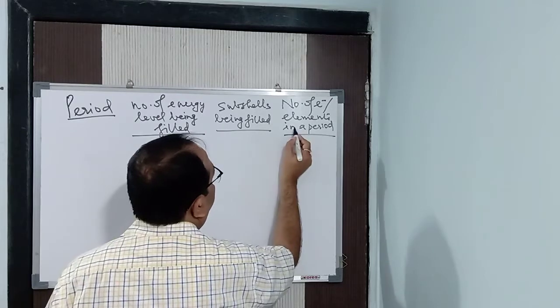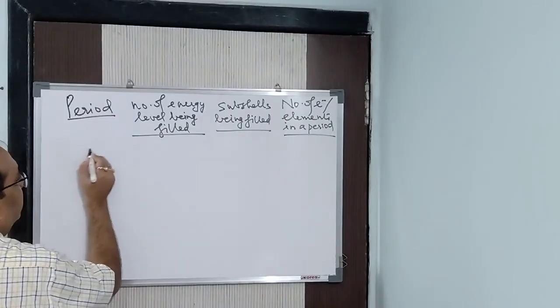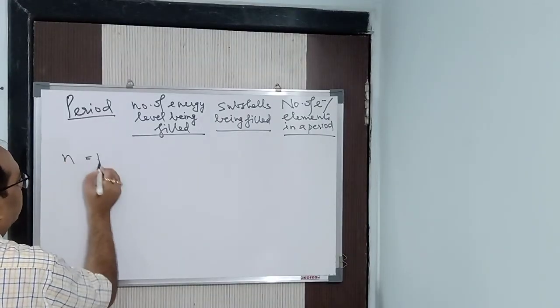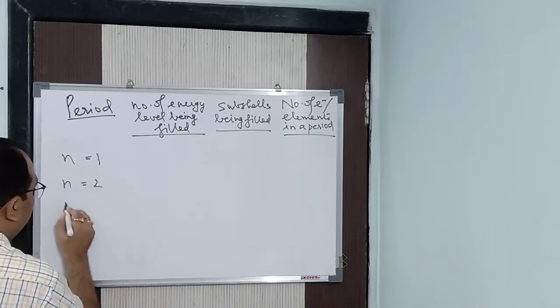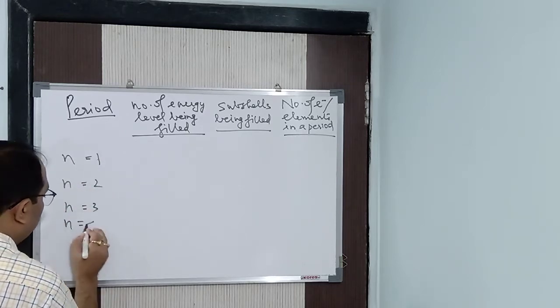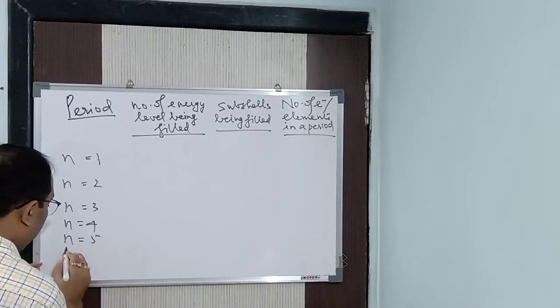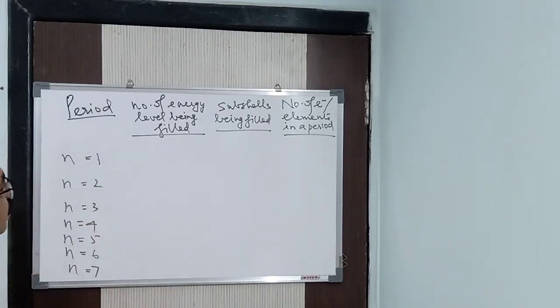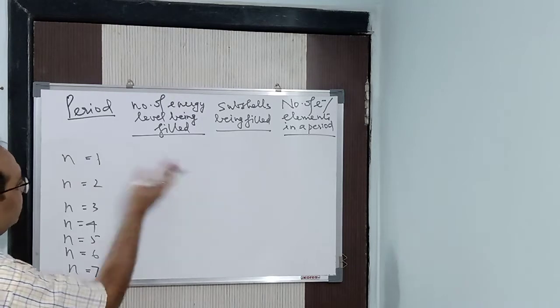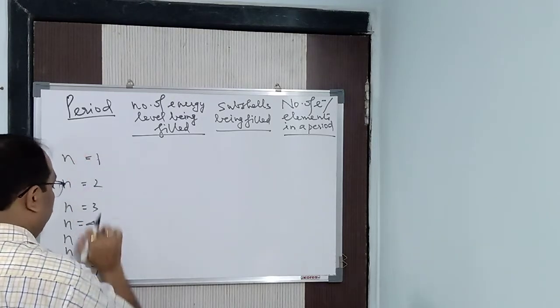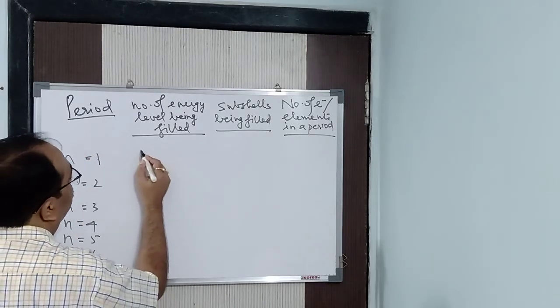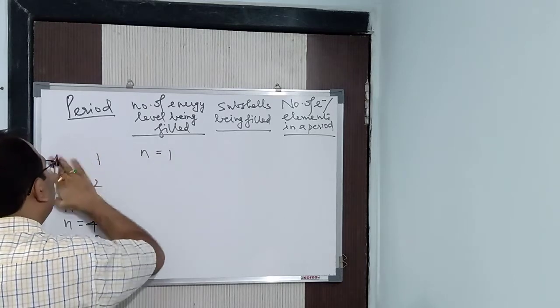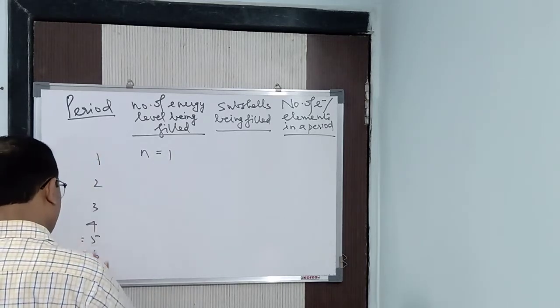So, fine. Now see it. Period: n is equal to 1, then n is equal to 2, n is equal to 3, n is equal to 4, n is equal to 5, n is equal to 6, n is equal to 7. In this way we have 7 periods. Now, the number of energy levels is also the same thing: 1, 2, 3, 4, 5, 6, so the number of energy levels means n is equal to 1. Same thing we can write down. Got it? So here you do one thing.